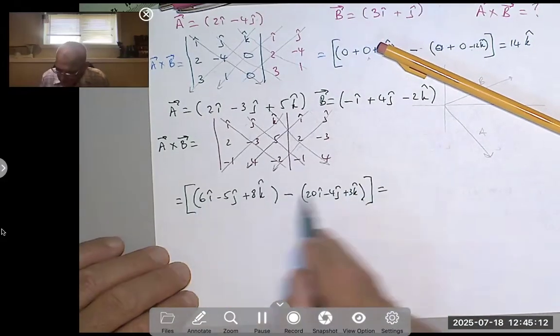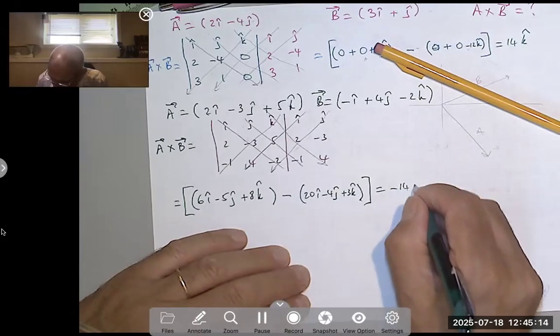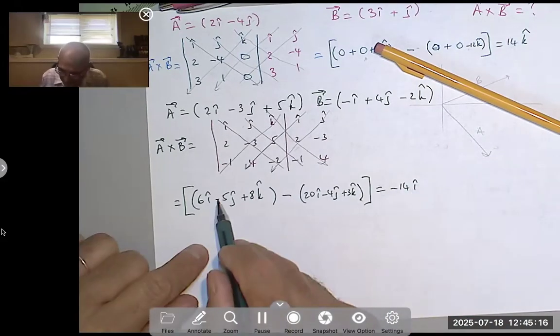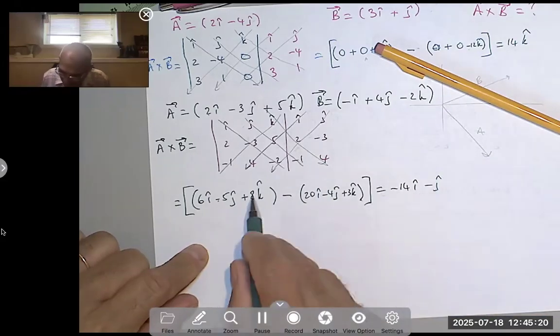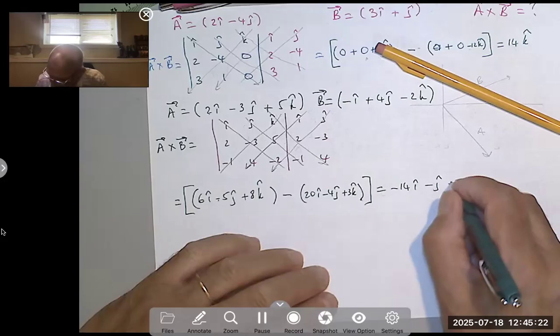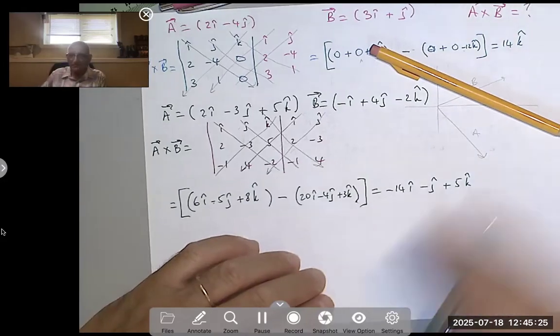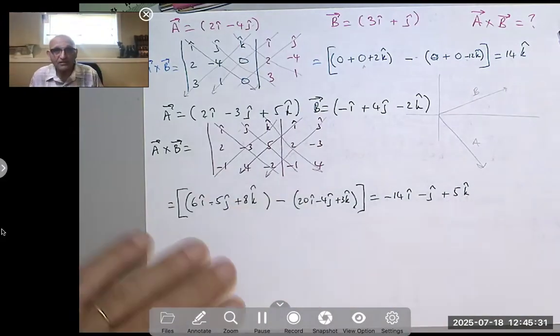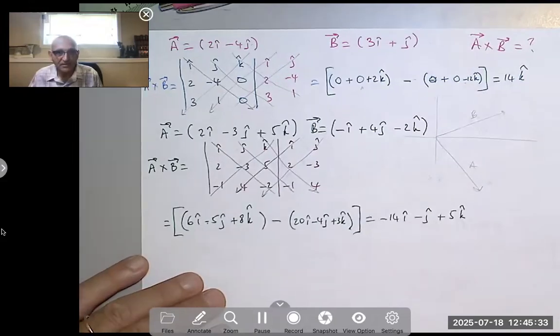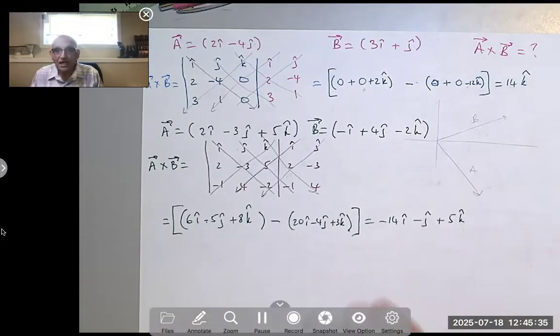So 6 minus 20 is negative 14i. Negative 5 plus 4 is negative j. And 8 minus 3 is positive 5k. And again, we found the cross product very easily using this method. I hope this was clear.